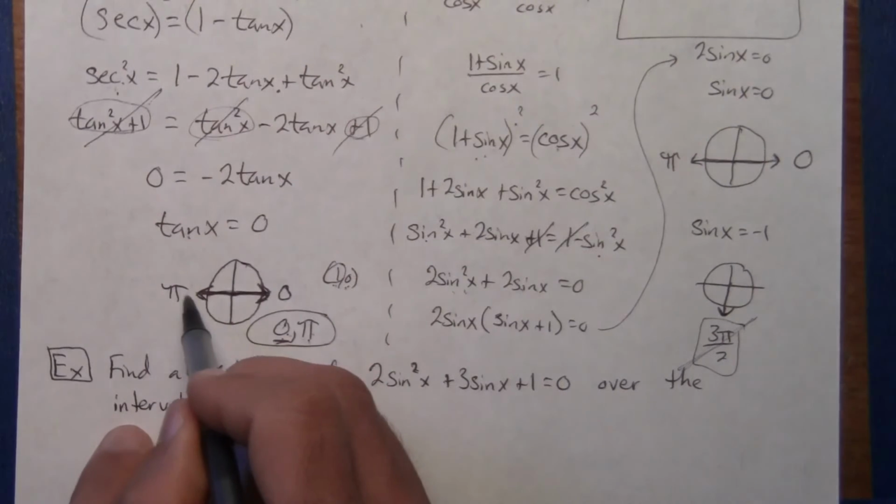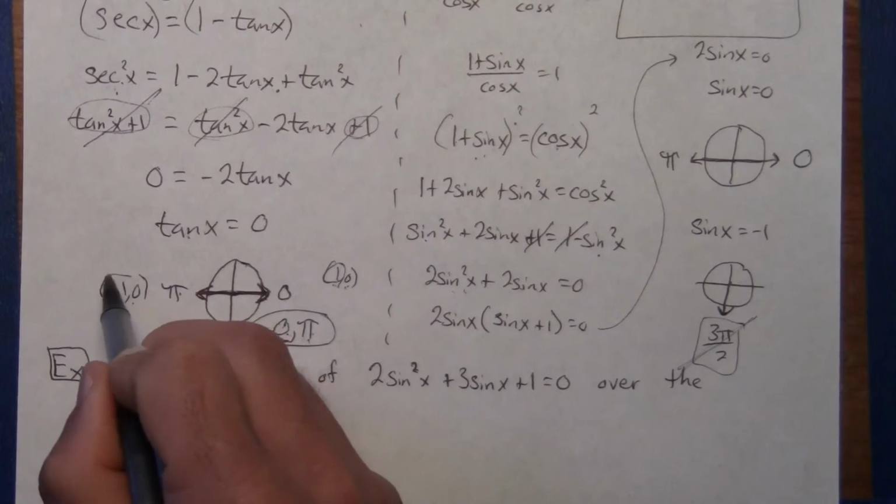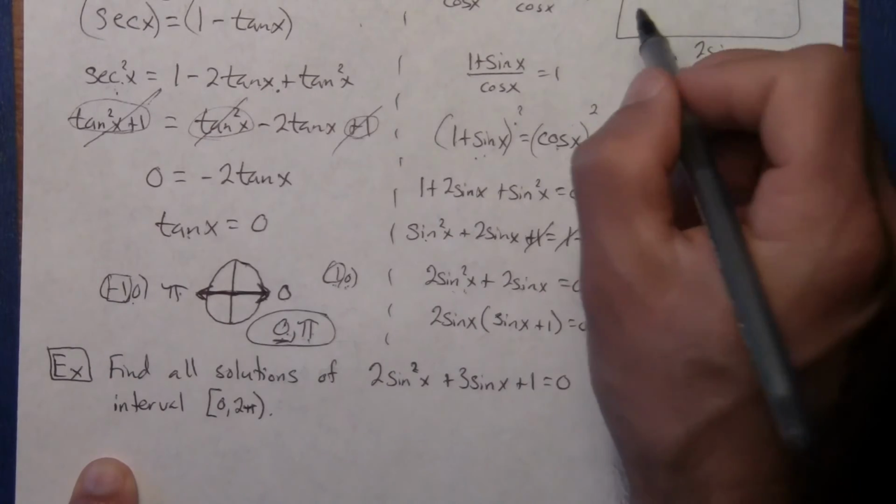Let's try pi now. Secant of pi. Well, here's pi. The point is negative 1, 0. There's the cosine. If I took the reciprocal of it, it's still going to be negative 1.